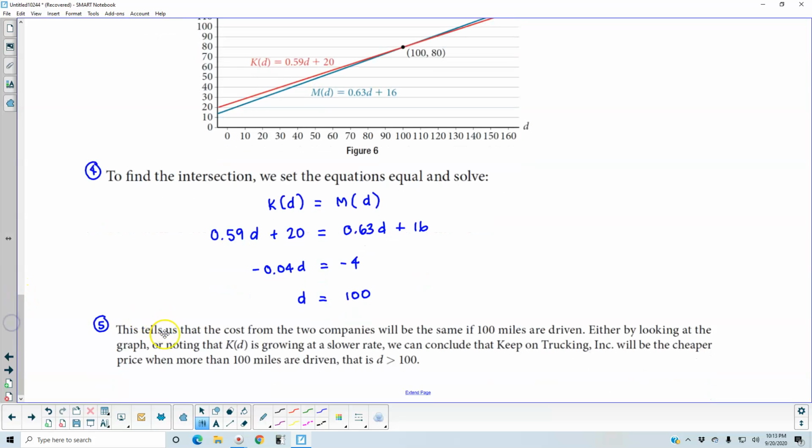Now this tells us that the cost from the two companies will be the same if 100 miles are driven. So either by looking at the graph or noting that K of D is growing at a slower rate, we can conclude that Keep On Trucking Incorporated will be the cheaper price when more than 100 miles are driven, and that is D is greater than 100.